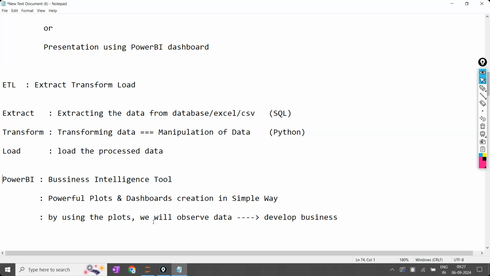And by using the plots, we are going to observe the data. Analysis will be done. And from that, we are going to develop the business. Okay, this is the area where we are lagging. This is the area where we are strong. This is the area where we are having this much of sales or something.